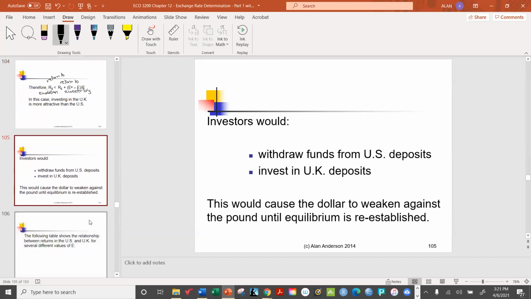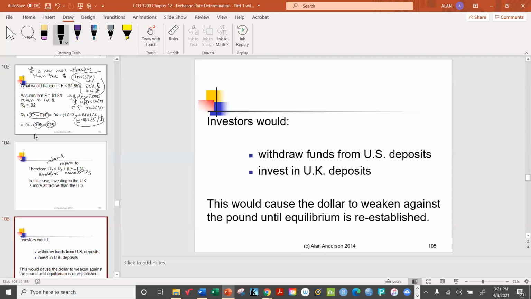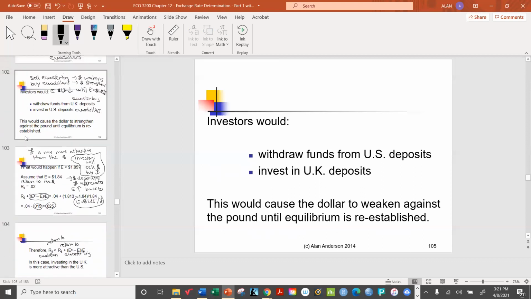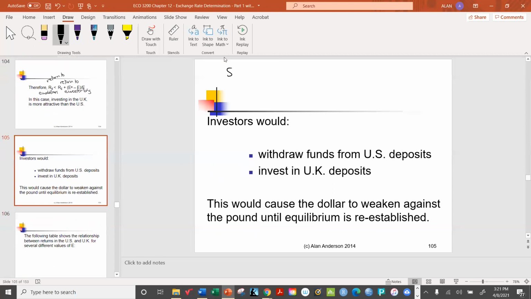Now, in order for investors to invest more in euro sterling and less in dollars, that's the only way they can do it. They have to sell off some of their dollar deposits and convert them into British pounds. Okay, so when that happens, I'll write that up here. They'll sell euro dollars and of course buy euro sterling.